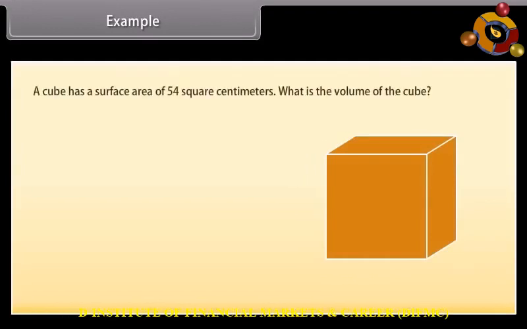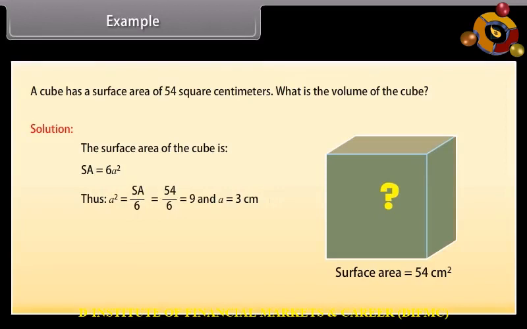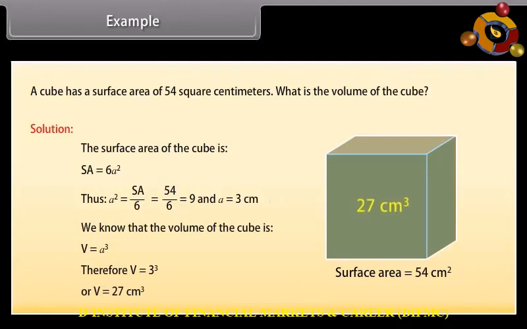Let's now solve an example to find the volume of a cube. A cube has a surface area of 54 square centimeters. What is the volume of the cube? Solution. The surface area of the cube is SA is equal to 6a square. Thus, a square is equal to SA upon 6, which is equal to 54 upon 6, which equals 9, and a is equal to 3 centimeter. We know that the volume of the cube is V equals a cube. Therefore, V equals 3 cube, or V equals 27 centimeter cube.